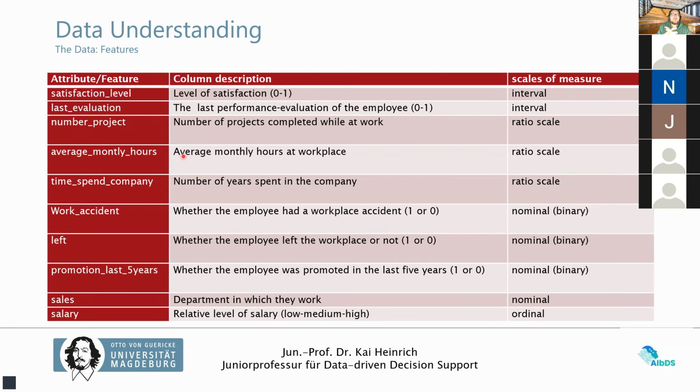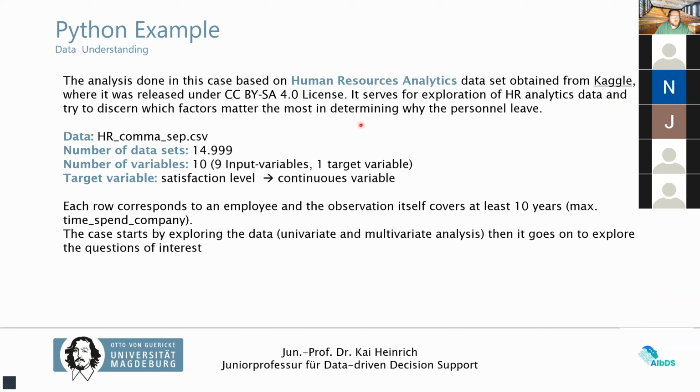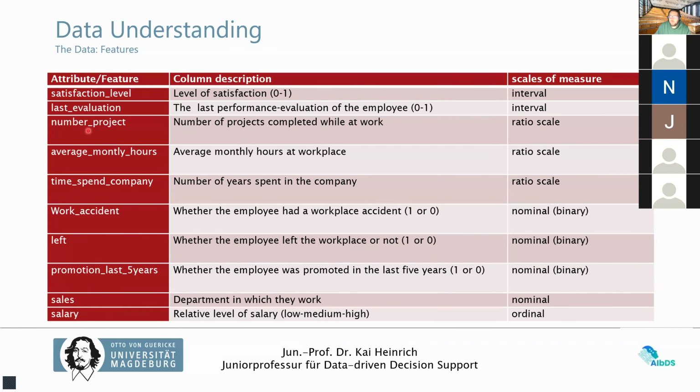Obviously, this is the data set. You can see we have variables for each employee with some properties of this employee, like average monthly hours, time spent in company, work accident, and left, whether the employee left the workplace or not. So this is data of past employees, or employees that are still there if they have not left. So this could be a target variable and so on.